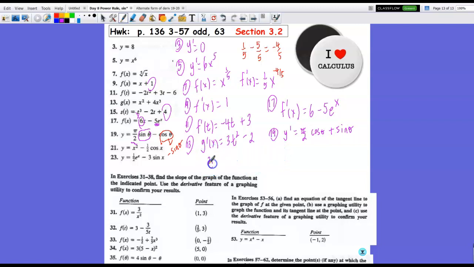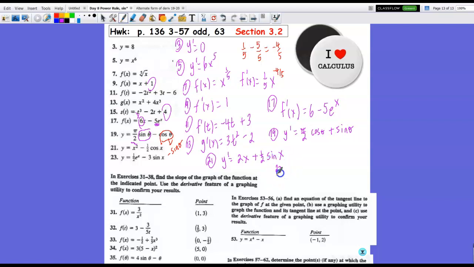Problem number 21 is comprised of a power function and a cosine function. So the derivative of the first term, x squared, becomes 2x. The derivative of cosine, as we just talked about, is negative sine multiplied by the negative that's there. Coefficient stays, so that's plus 1/2 sine of x.